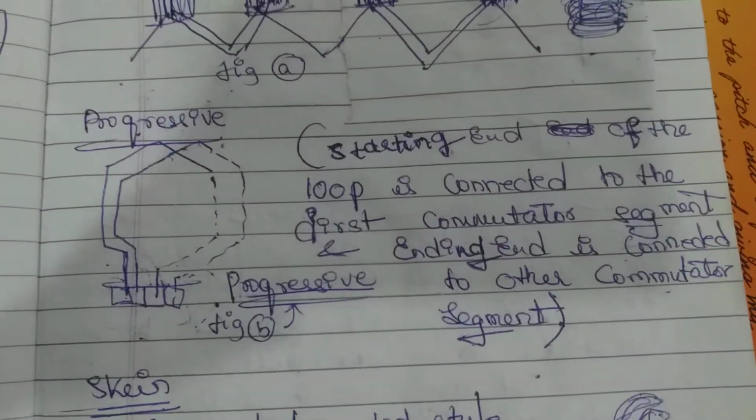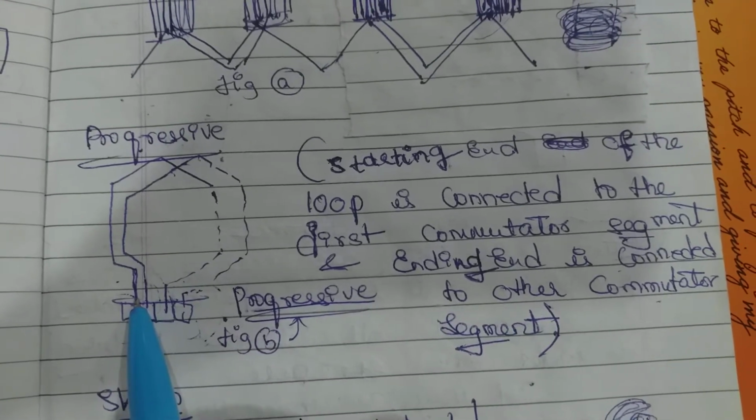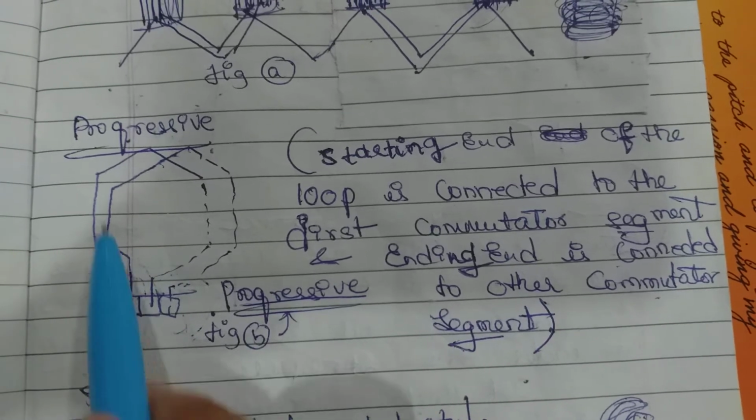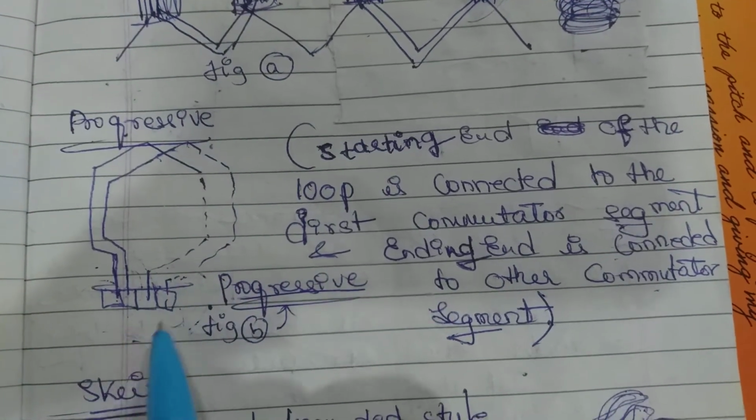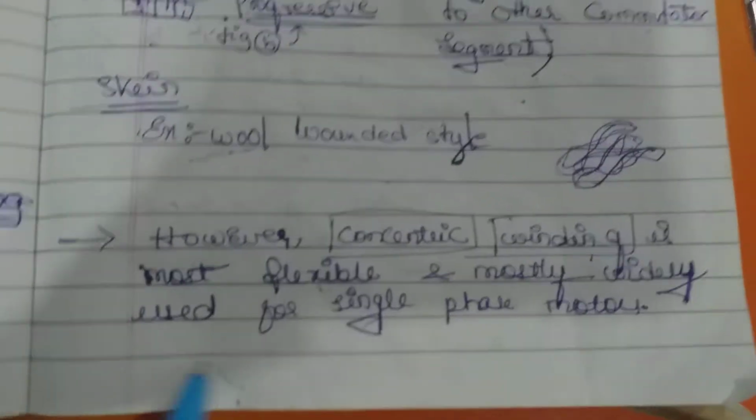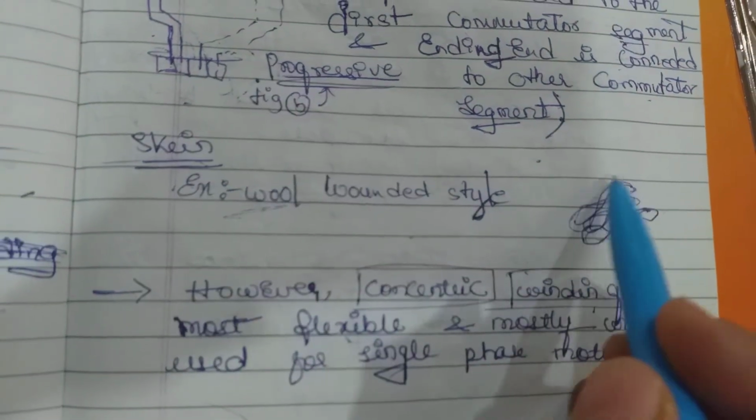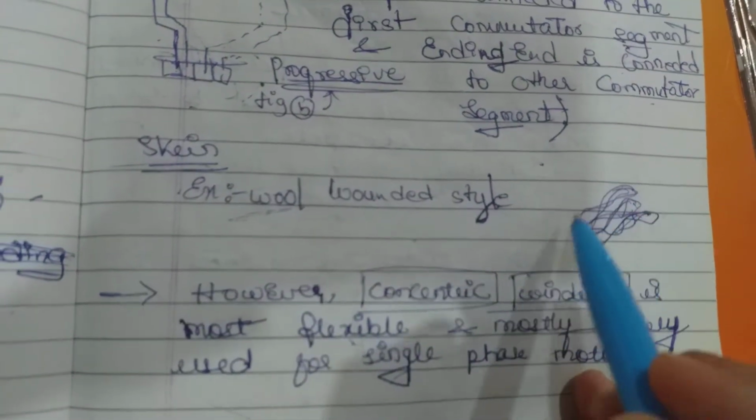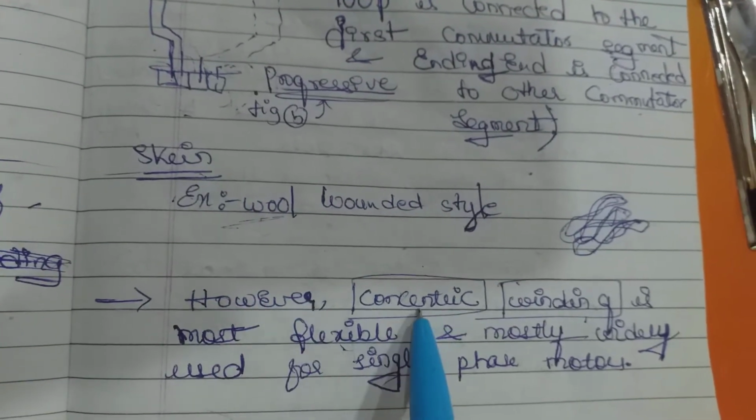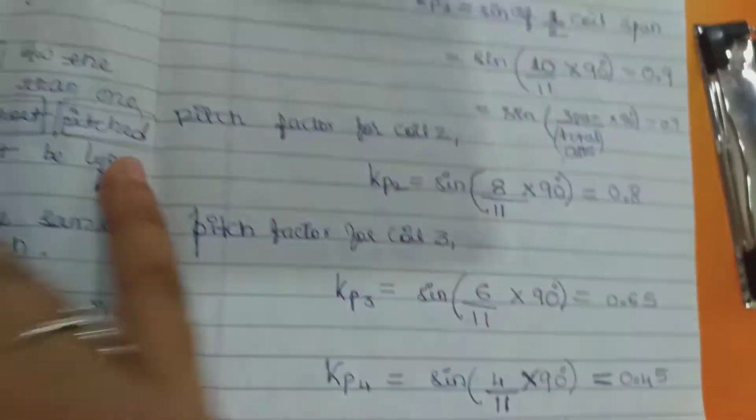Next is a progressive type of winding. Here the starting end of the one loop or the winding is connected to the first commutator segment, and the ending end will be connected to another commutator segment. That is called a progressive type of winding. When it comes to a skin type of winding, the winding will be wound in the style of a wool, that is called a skin. But out of these three, the most commonly used is the concentric type of winding.